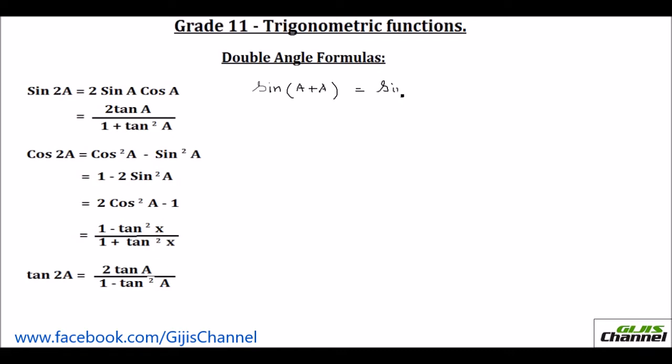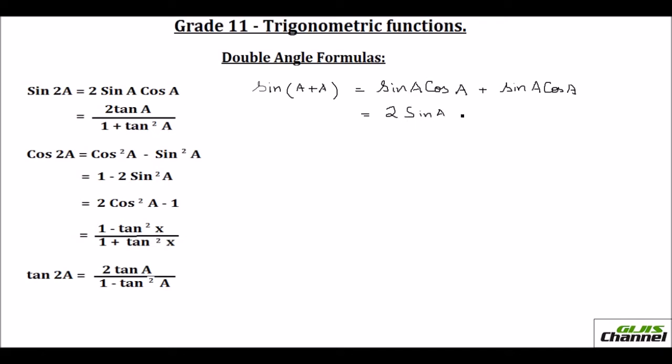sin a first angle cos second angle, right? Remember we learned the formula, plus sin second angle. Here both the angles are same, so it is again a only, and cos first angle, right? So since both are sin a cos a, I can write it as 2 sin a cos a. Okay, and this is how you have arrived at this formula.